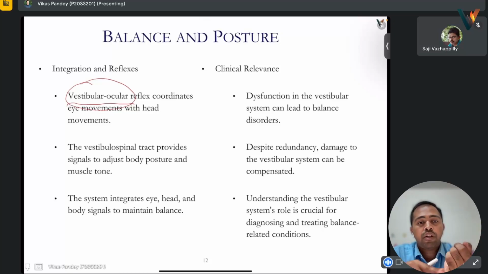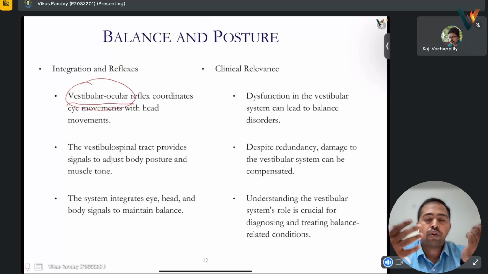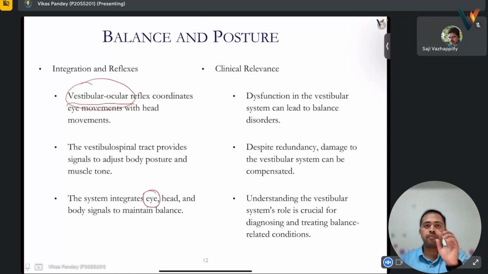So this coordinates the eye movement with head movement. The ear, in a way, plays a role in our vision also by maintaining the position of the eye when we are moving the head. The vestibulospinal tract provides signals to address body posture and muscle tone, like if we are falling or something, that part is taken care of there. The system integrates eye, head, and body signals to maintain balance. So there are three parts: it maintains the eye position, head movement is integrated there, and then body signals like muscle controls are also there to maintain balance. So what is the clinical relevance of this part? If there is some problem in the vestibular system, this can lead to balance disorders.